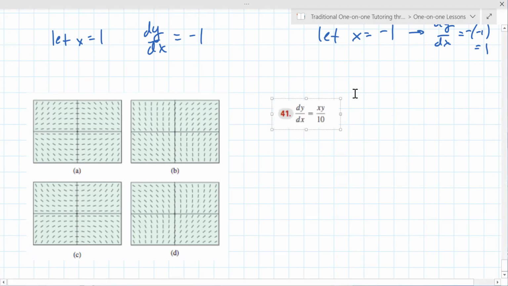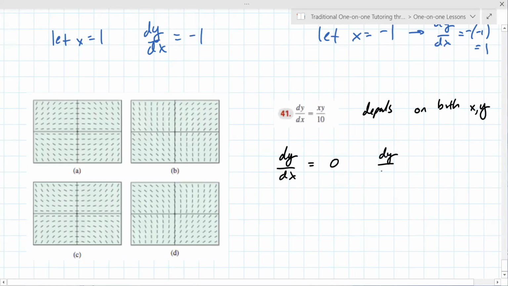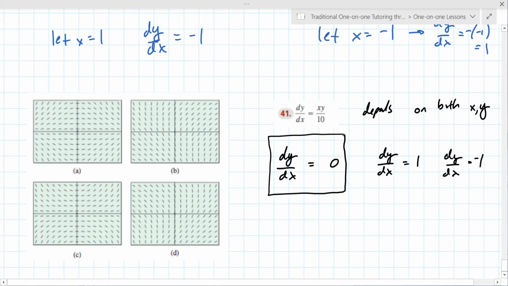So this one depends on both x and y. But what you're still trying to do is figure out where dy dx is equal to 0, or dy dx equal to 1, or dy dx equal to -1. Okay, now this is the one that should come to mind first.